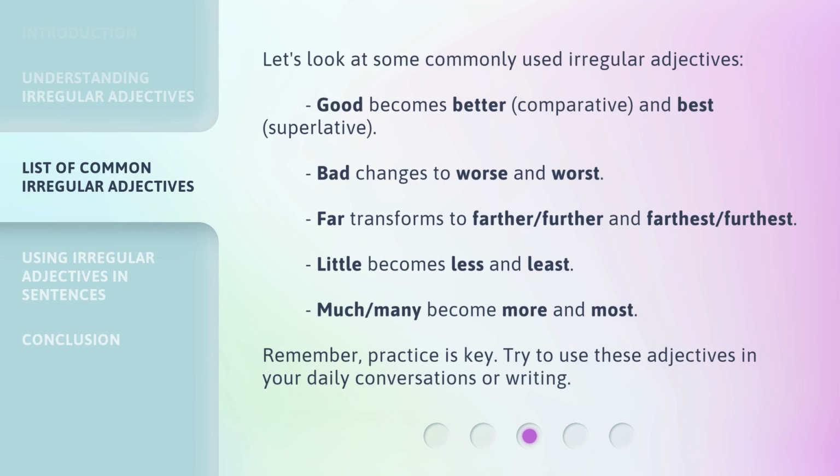Let's look at some commonly used irregular adjectives. Good becomes better, comparative, and best, superlative. Bad changes to worse and worst. Far transforms to farther, further and farthest, furthest. Little becomes less and least. Much, many become more and most. Remember, practice is key. Try to use these adjectives in your daily conversations or writing.